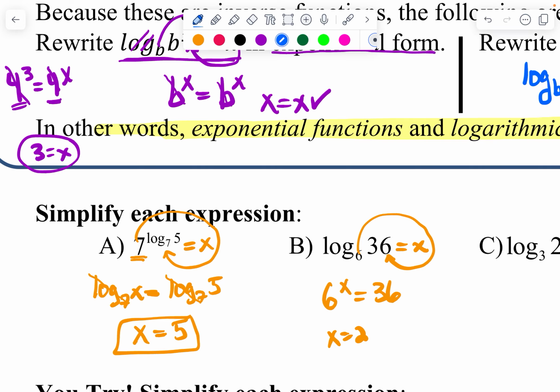If you're kind of like, how did you get that? You can also think of this like last chapter where we had 6 to the x, and we had to turn that 36 into something with a base 6. That would be 6 squared. So then you can see same bases, and I get back to that same answer.